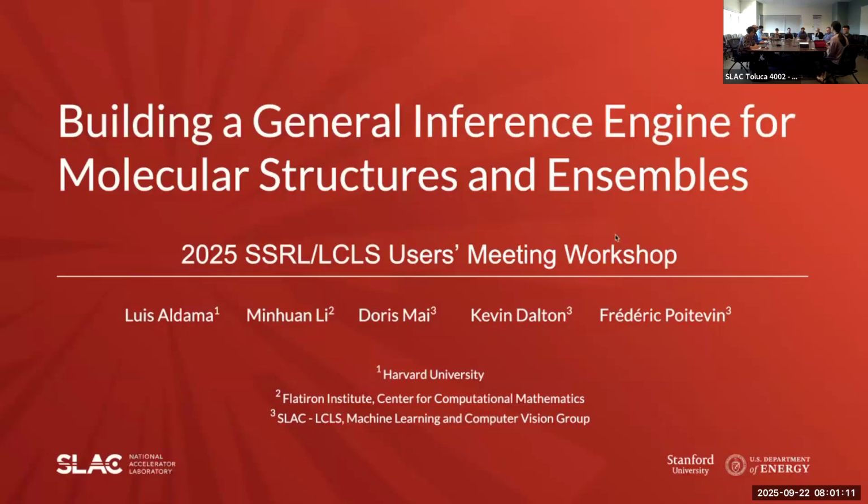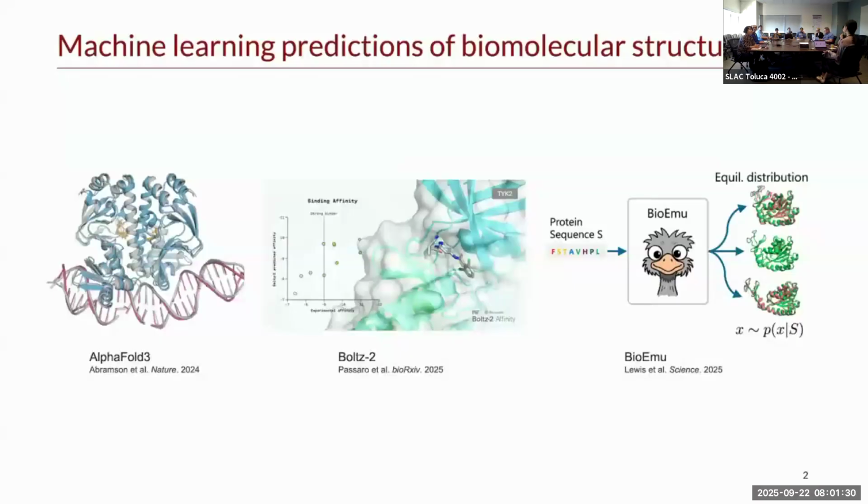This workshop is really a continued series from last year's workshop initiated by Kevin Dalton and Minhuan. And we receive a lot of support from Frederick Poitevin, who is leader of the machine learning and computer vision group here at SLAC. We're doing this workshop because we're in a very exciting time of structural biology. So after decades of attempting at this protein folding problem, we have some pretty amazing success from machine learning methods, especially AlphaFold that really made its name even in the general public.